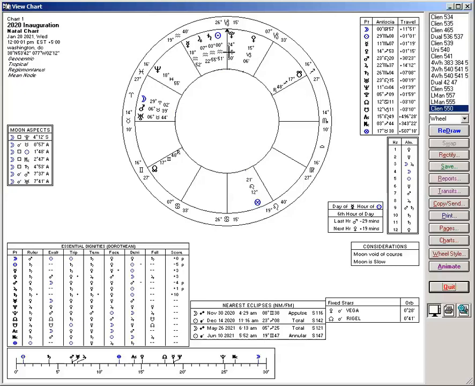So what you need to know is the general speed of the planet, because you always look from the faster body to the slower body. Is the faster body at a lower degree coming up to the slower body, and then it's applying? Or is the faster moving body at a higher degree than the slower moving body, and then it's said to separate?